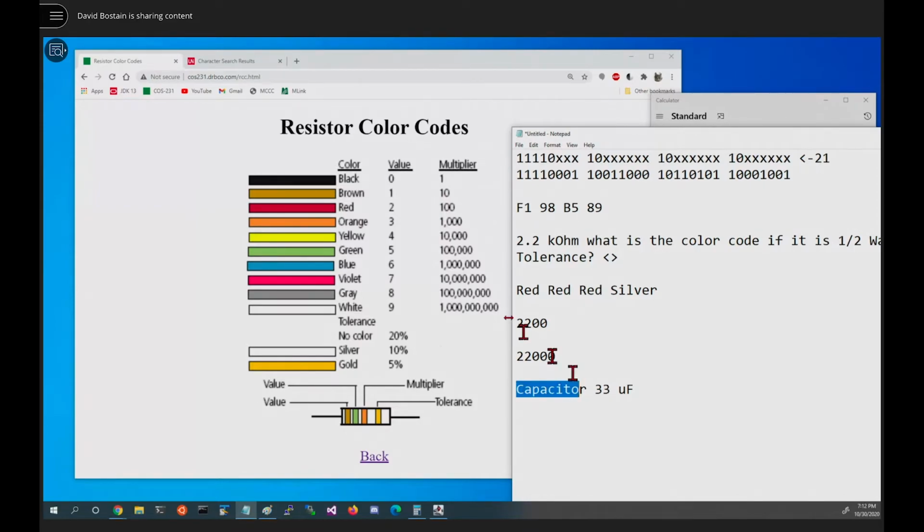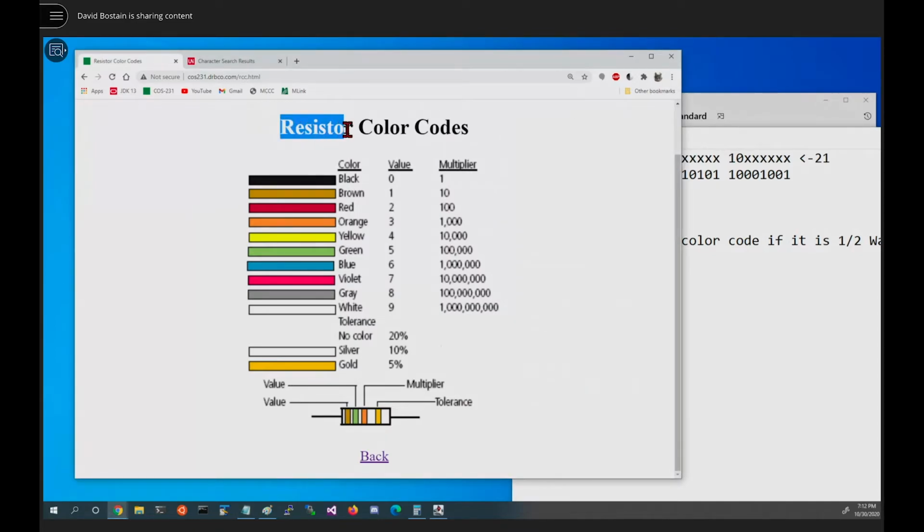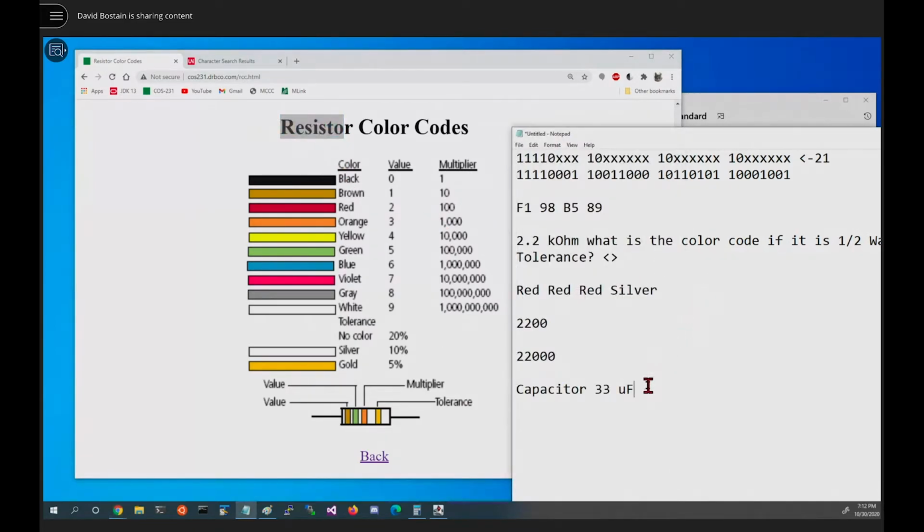Okay, trick question. Capacitor, resistor. We wouldn't use this chart anyway. Plus, capacitors don't generally have color codes. I didn't teach you the markings that are on them, but that's not the way they'd be indicated.